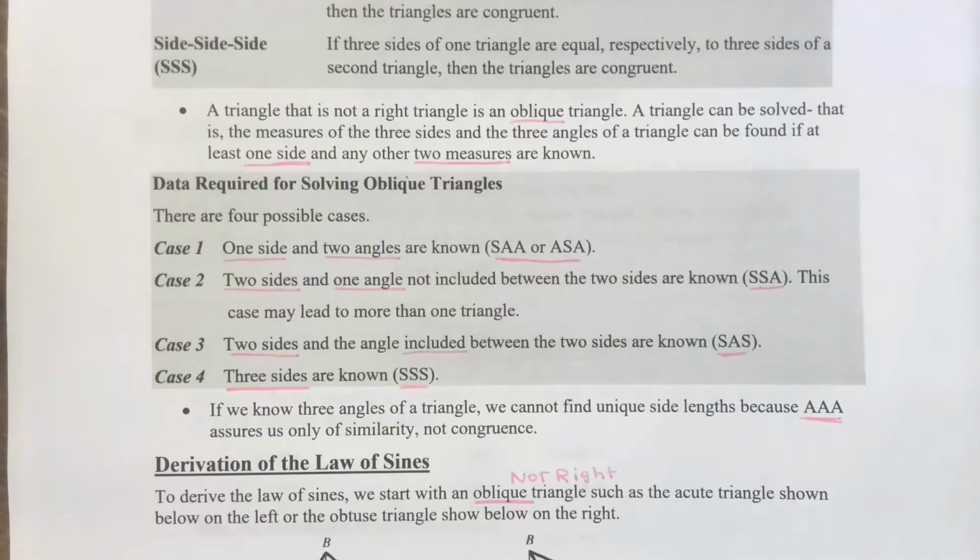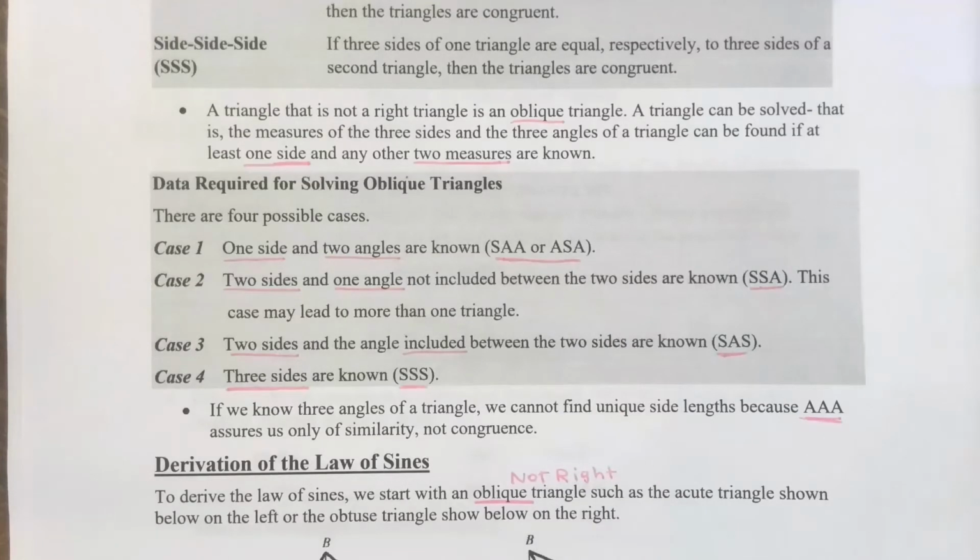We've talked about case 2, which is where we have two sides known and then one angle that is not included between the two sides. So that is side-side-angle. This is the case that leads to more than one triangle, or the ambiguous case. So we're going to talk about case 3 and case 4 today.